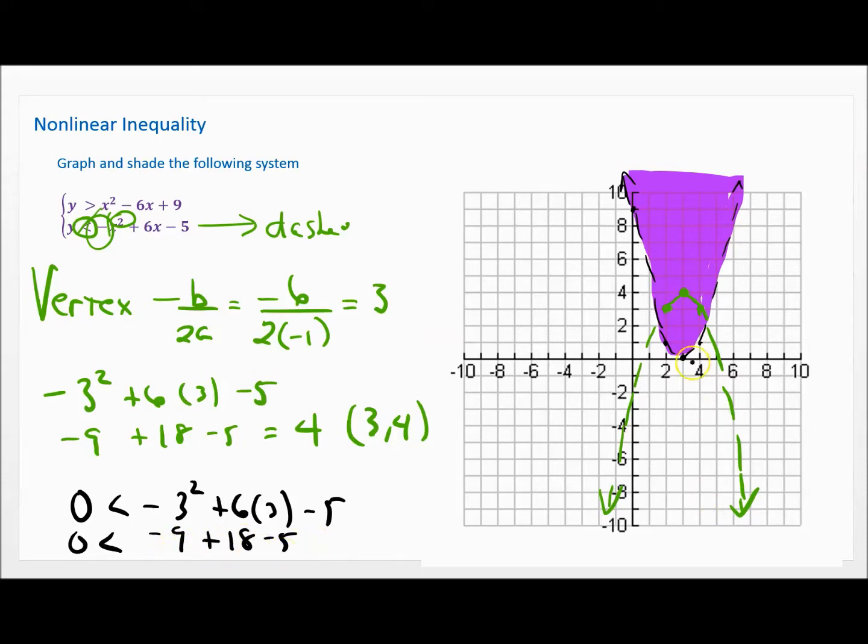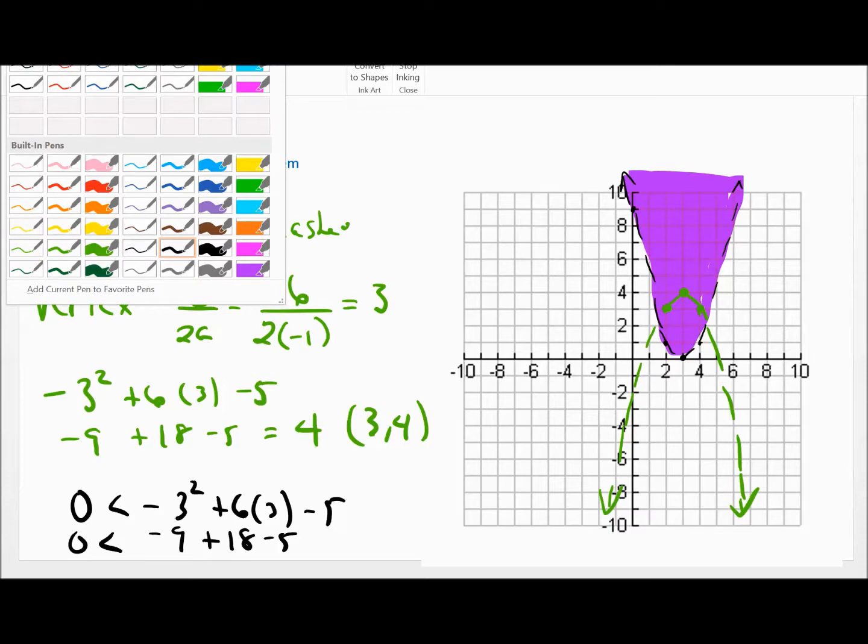So that means we shade underneath the parabola. So again, if you're not good at analyzing it or looking at it and going, oh, I just shade under it or above it, then just plug a point either under the parabola or outside of the parabola. If you get a true statement, that's where you shade.